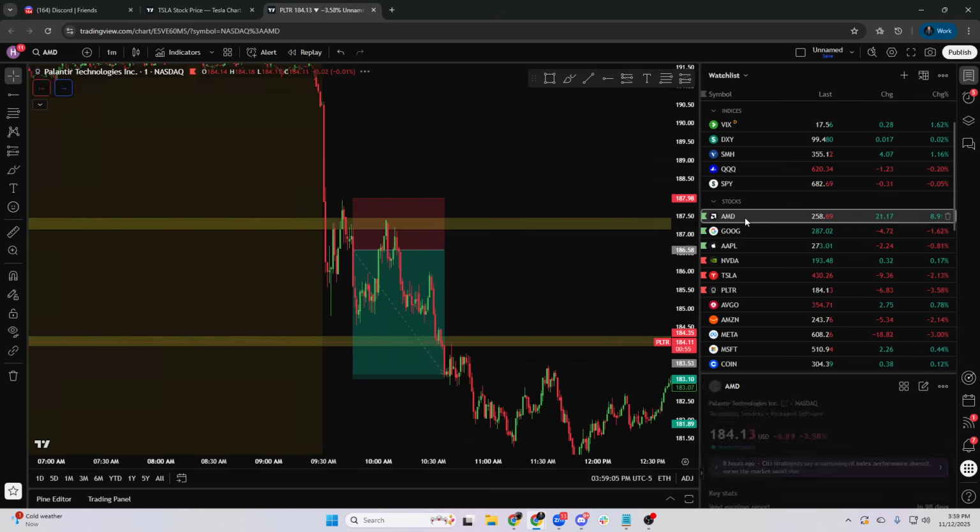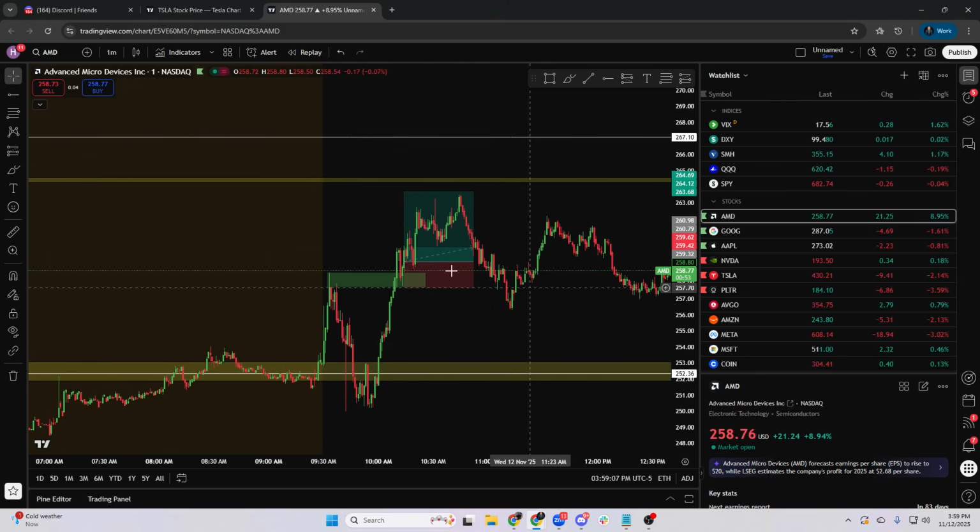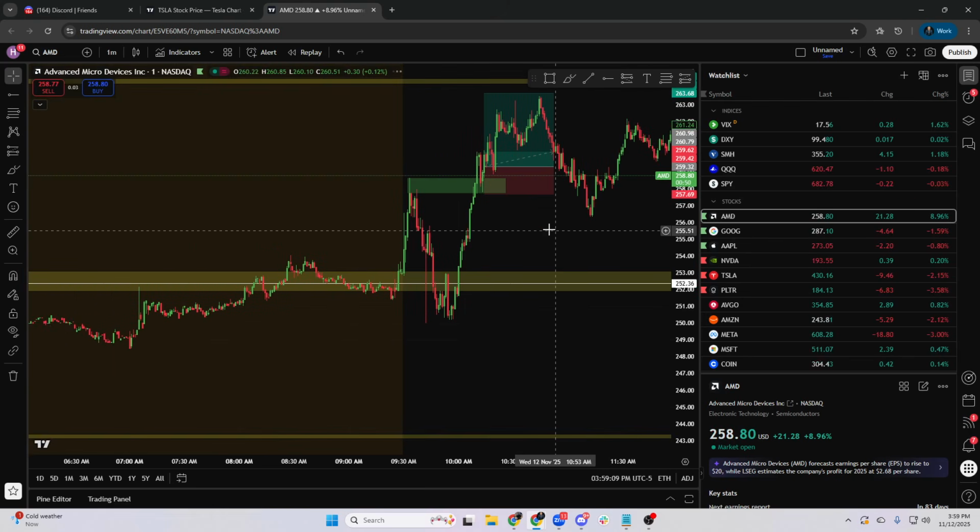This is somebody else's trade. Banger trade, by the way. Reviewed that earlier today in the coaching. Anyways, and then you look at AMD.